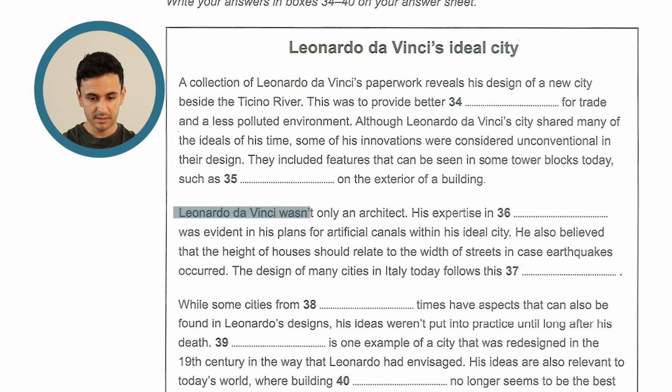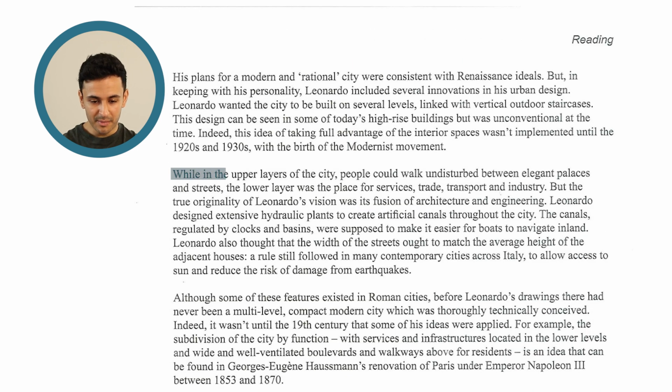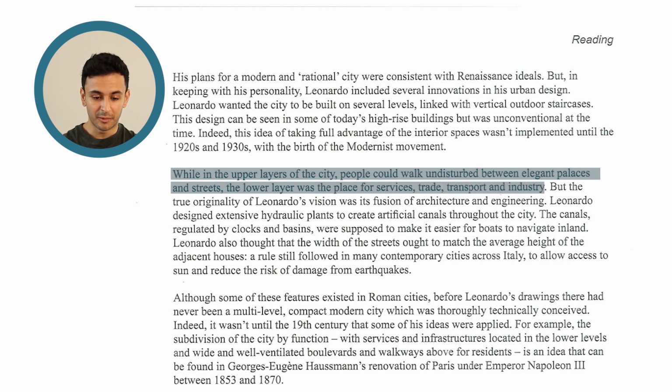Leonardo da Vinci wasn't only an architect, his expertise in... If you focused on the word architect, you would see it in this paragraph. While in the upper layers of the city, people could walk and distribute between elegant places and streets. The lower layer was the place for services, trade, transport, and industry. But the true originality of Leonardo's vision was its fusion of architecture and engineering. So these 2 words are mentioned right next to each other and in the paragraph. That's what I have here.